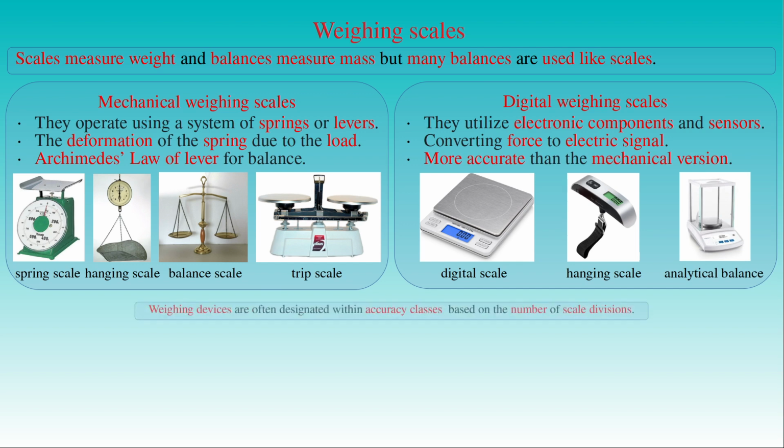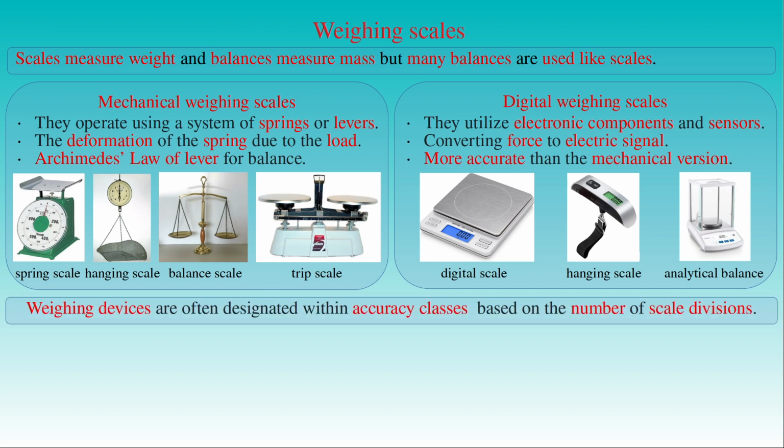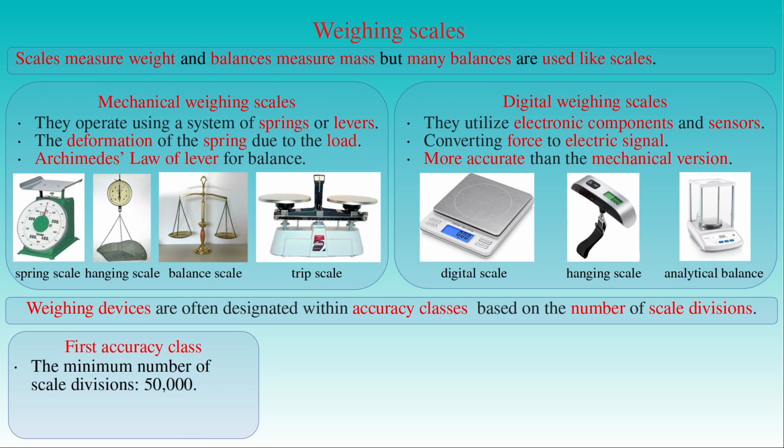Weighing devices used for commercial or laboratory use are often designated within accuracy classes based on the number of scale divisions. Scales in the first accuracy class are ideal for precision lab work, and have a minimum of 50,000 divisions. They display results in increments of 1 mg or better. Semi-micro and analytical balances are often rated class first.